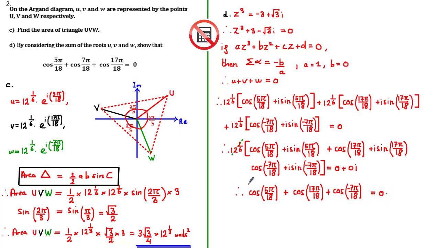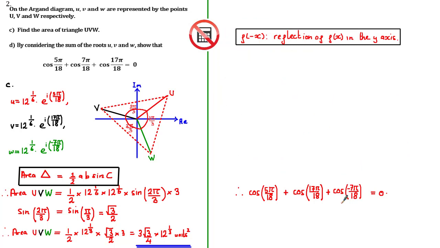And we're almost there, as we get cosine of 5 pi over 18 plus cosine of 17 pi over 18 plus cosine of minus 7 pi over 18 is equal to 0. The only problem is this negative 7 pi over 18. But you should already be aware that cosine of x is equivalent to cosine of negative x.